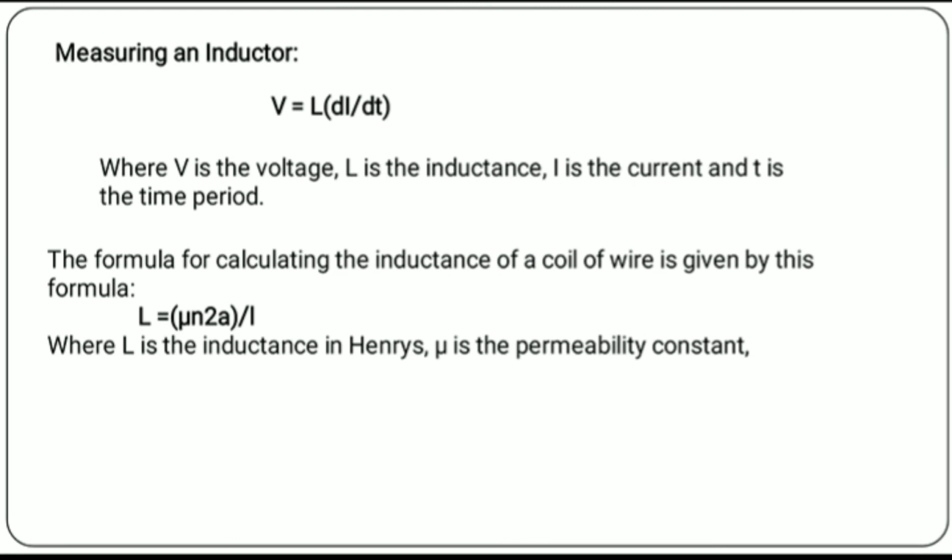And the next one is measuring an inductor. Here the first formula is V is equal to L di by dt. Here V is the voltage, L is the inductance, I is the current, and T is the time period. And the next formula, for calculating the inductance of a coil of wire, is given by L is equal to mu n squared A by l, where L is the inductance in Henry and mu is the permeability constant. These are the formulas for measuring an inductor.